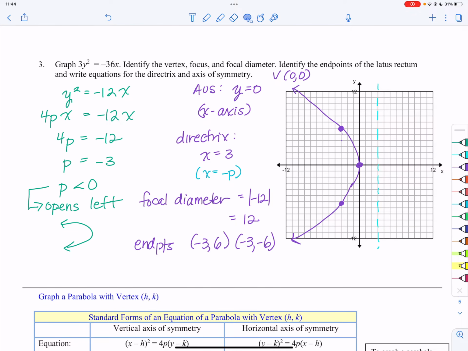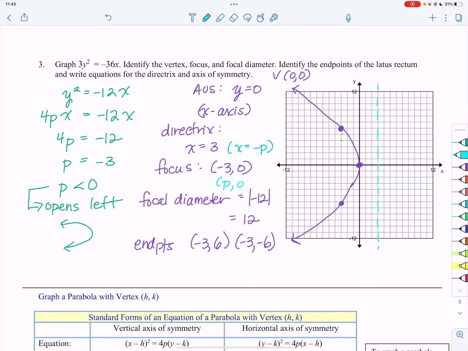So let's see if I can do something here. And here we have P0, so that's negative 3, 0. So I hope that that helps. Okay, so we can go ahead and put that focus as negative 3, 0.